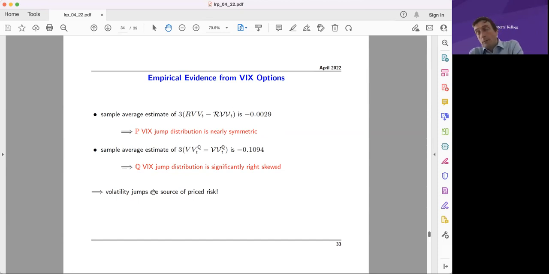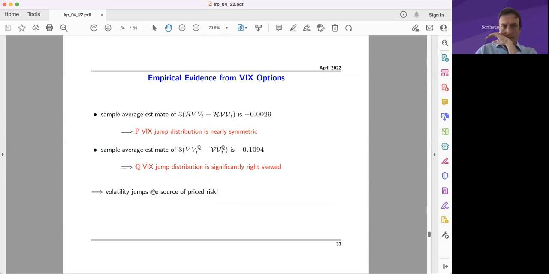But if you look at the Q jump distribution backed out from the options on the VIX index, then you can actually see a very, very significant right skew, right? Because here the fear is on the positive jumps, not the negative jumps. And basically, this is just showing that shocks to the conditional state variables in the model are priced. Okay, it's not just instantaneous risk which gets priced. Shocks to these conditional state variables get priced.